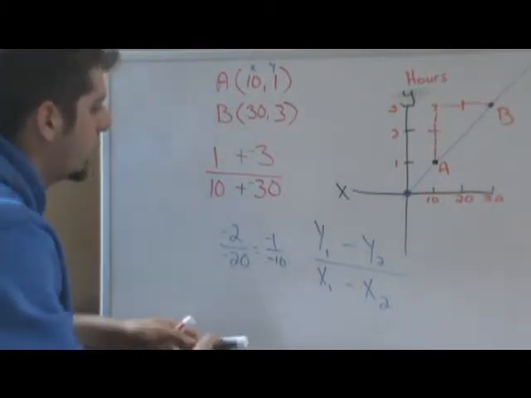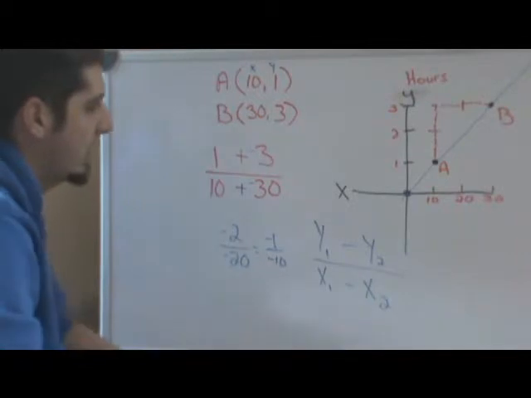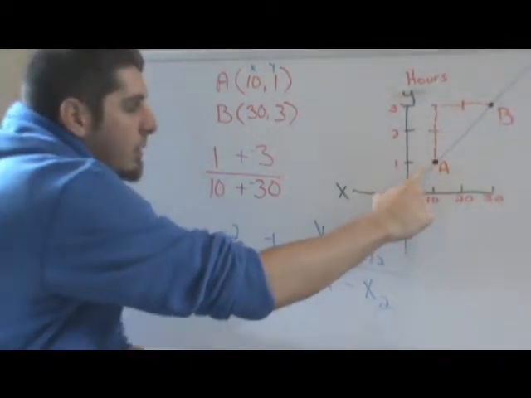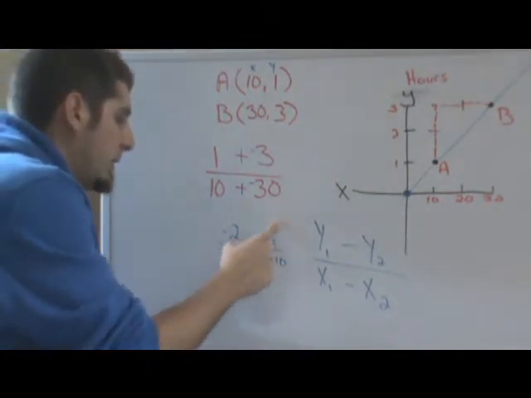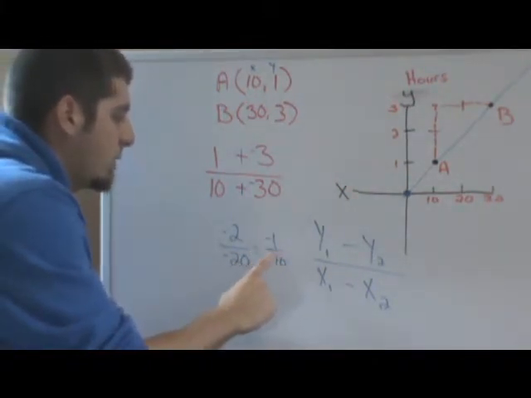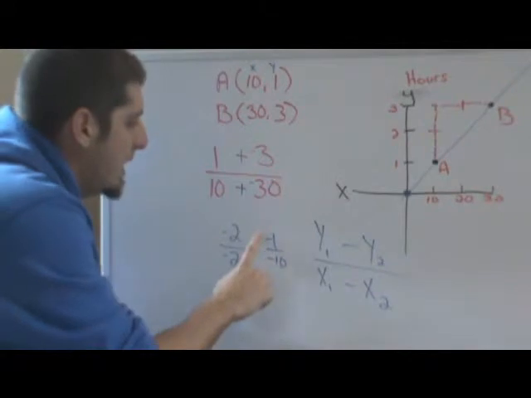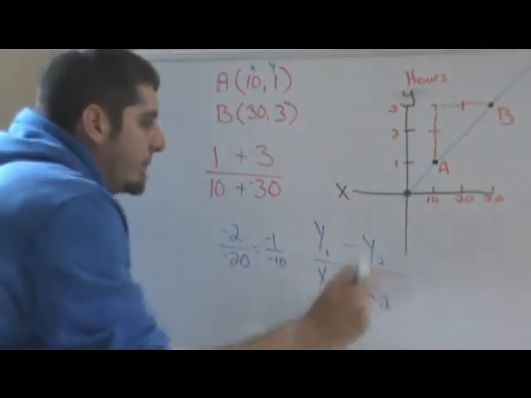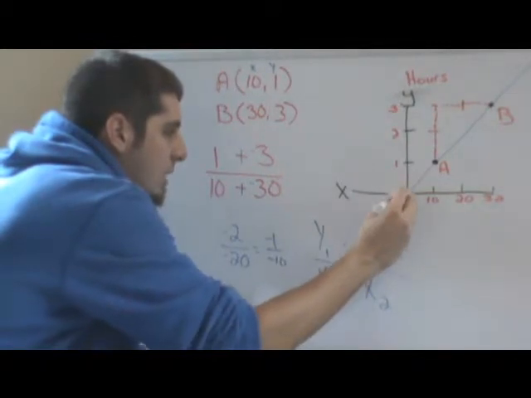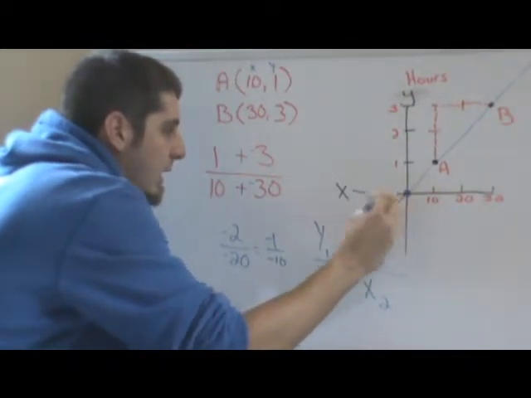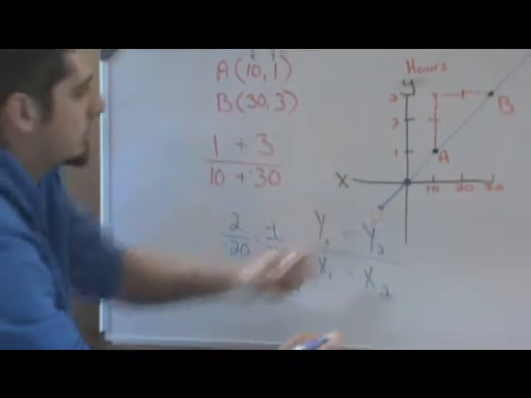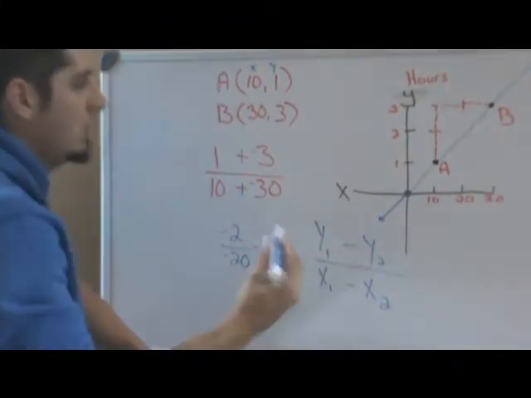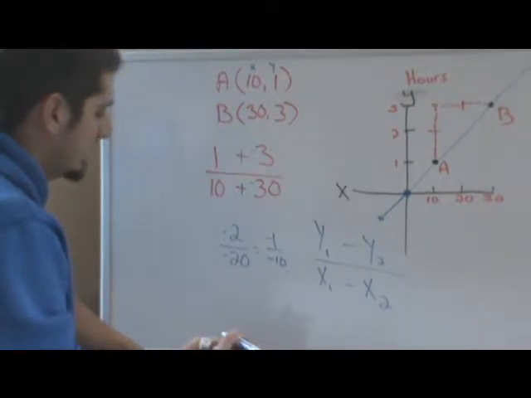The only difference before was I had a positive 1 over 10, which meant that I would move up 1, right 10. The only difference between these two, between 1/10 and negative 1 over negative 10, is that this time I would go down 1, left 10, and end up right here. I'm still on my line, okay? Still on the line. Doesn't matter if I go right and up or down and left, I'm still on the line, okay?